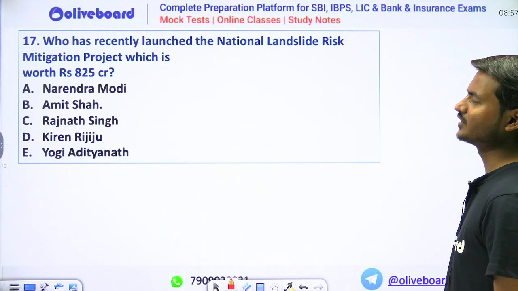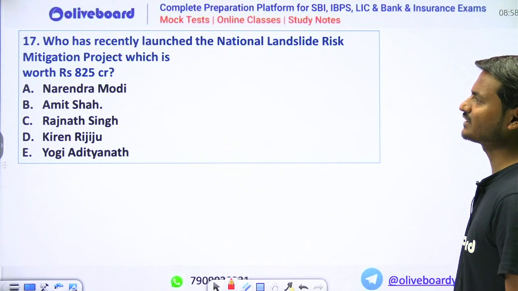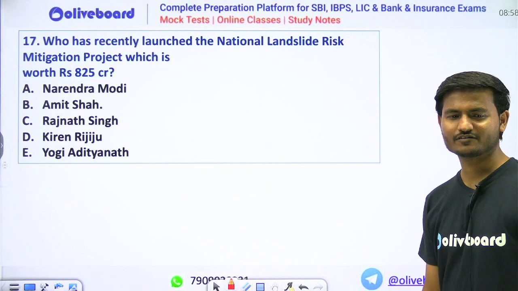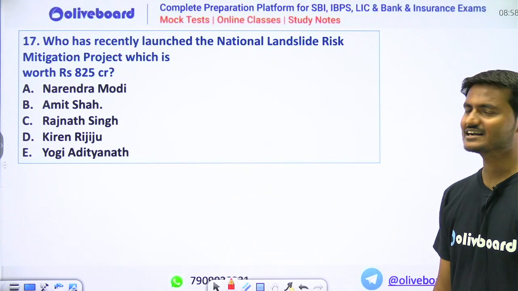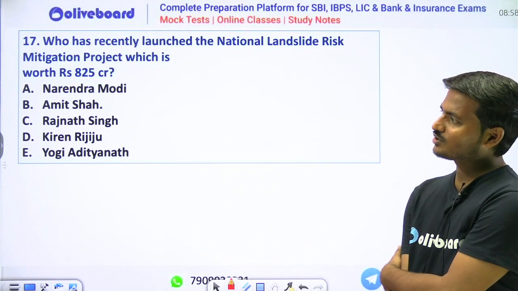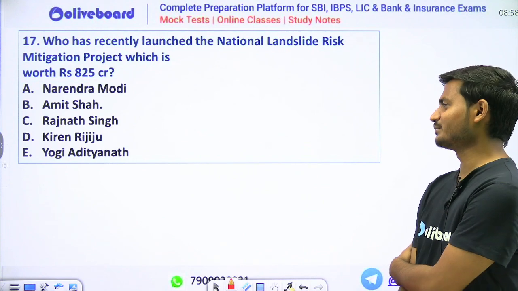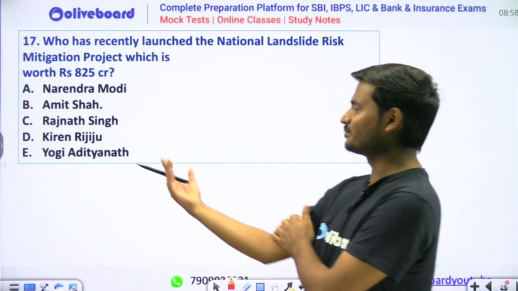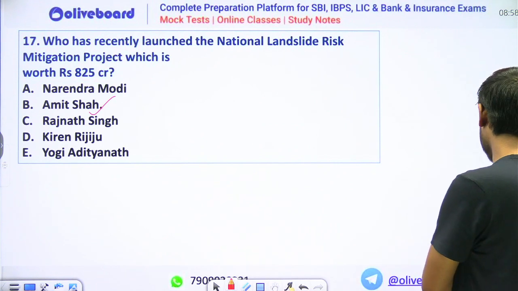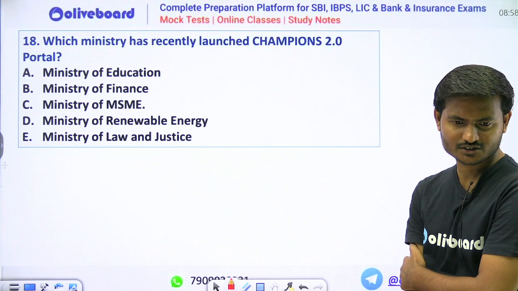Now the next question: who has recently launched the national landslide risk mitigation project, which is worth rupees 825 crore? Basically it is landslide risk mitigation. So the person who has launched it might be the environment minister or might be the home minister. Okay, so here the home minister is in the option, and hence Amit Shah is the answer. Now next question.